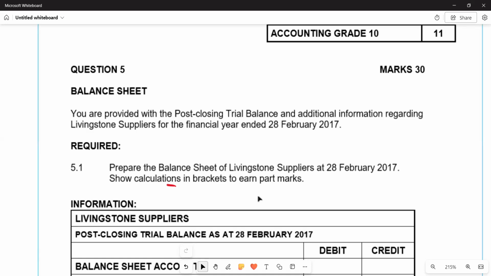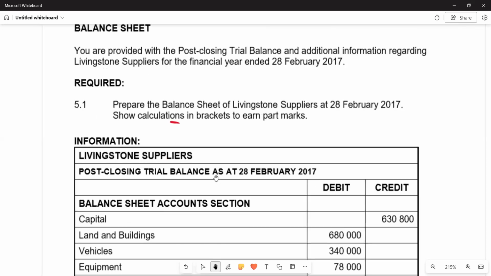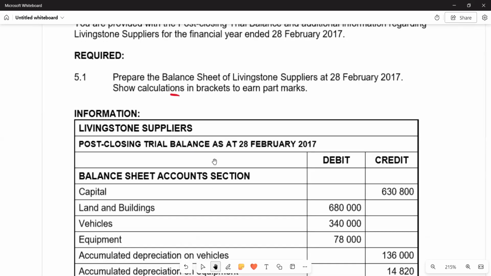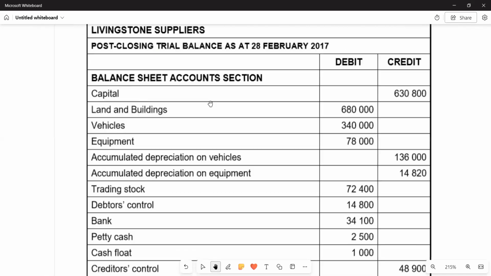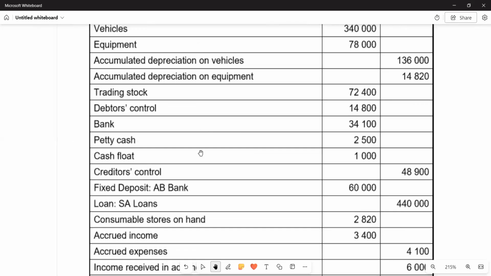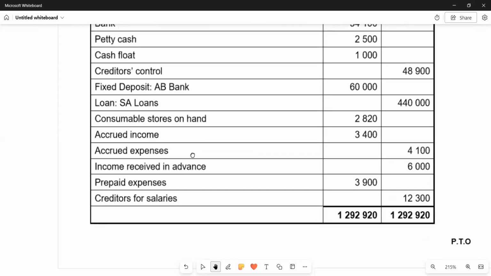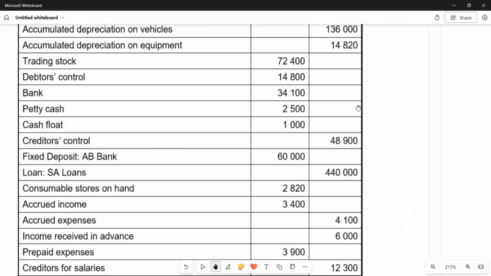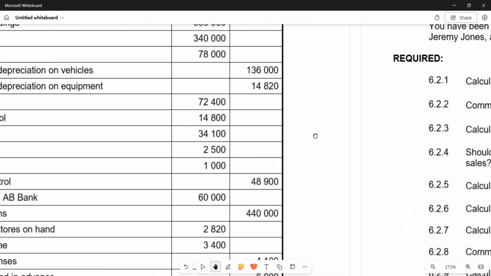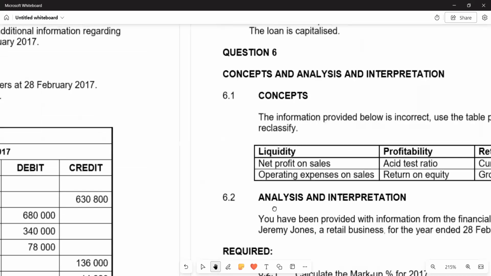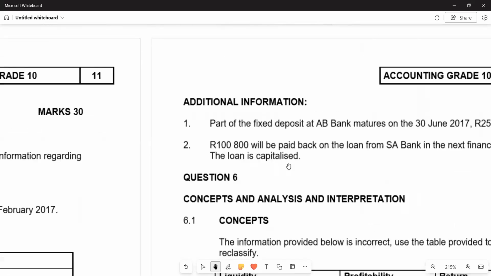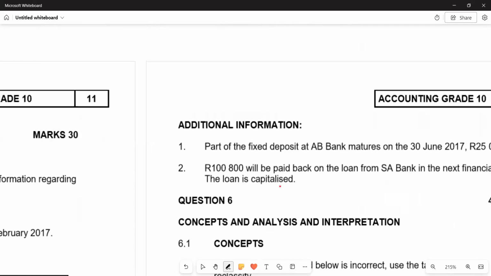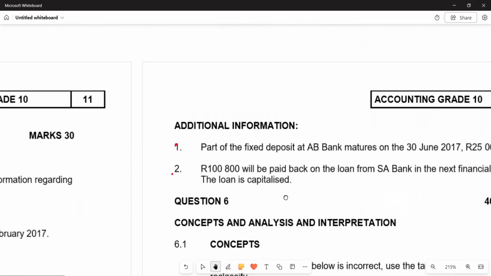On the information part, you're given some balances in the form of a post-closing trial balance as at 28 February 2017. Then we have our balance sheet account section, so you can scroll down and see your balances before you answer the question. Then you can go to the next page to see what we have in this question. We have additional information, where we only have 2 pieces: additional information 1 and additional information 2. So you can go through the additional information so that when you're going through the balance sheet, you know where to adjust.